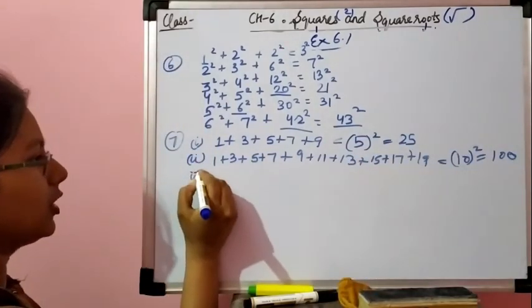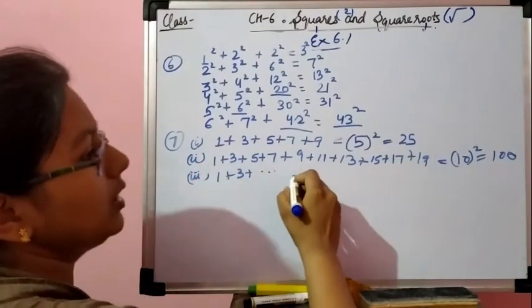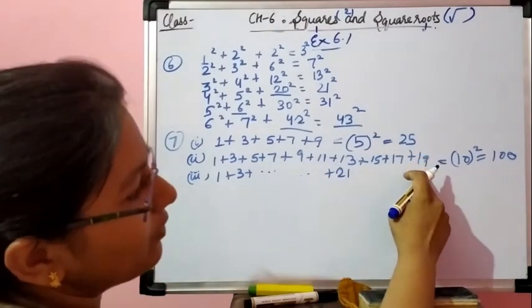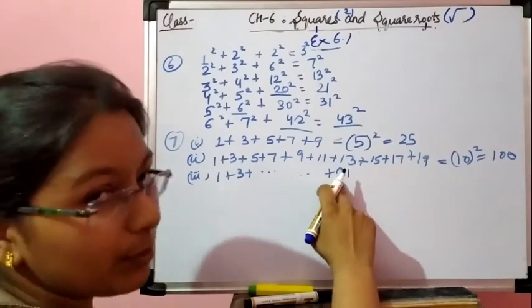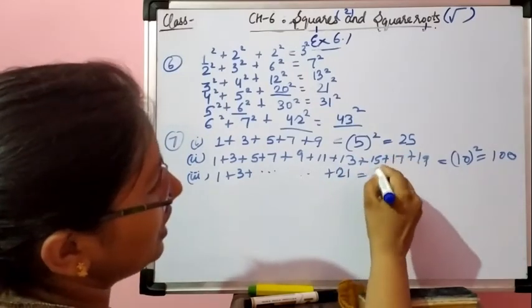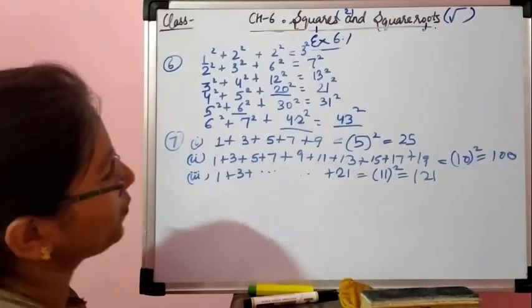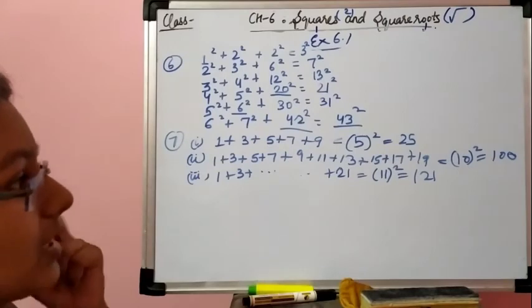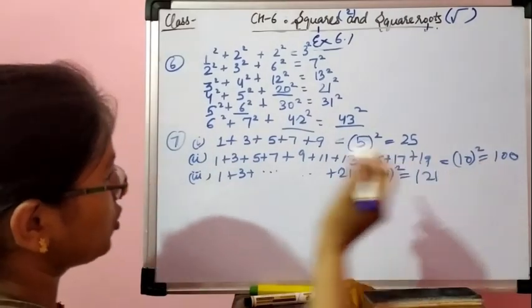Now similarly for the third part, starting from 1 it is going till plus 21. Till 19 we have counted 10 odd numbers. After 19 the next odd number will be 21, means 11 odd numbers. So that is 121. This is as per the pattern that the sum of first n odd numbers is equal to n square.